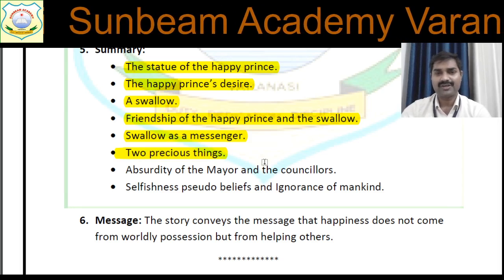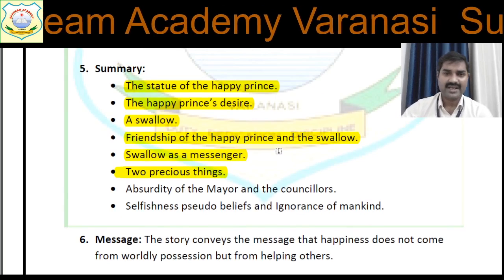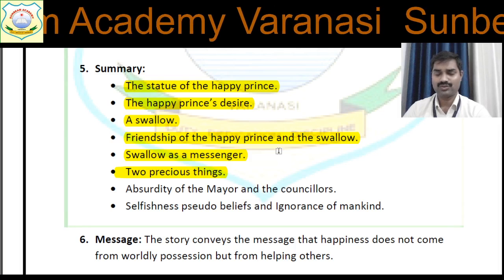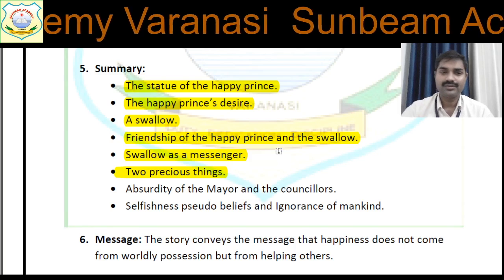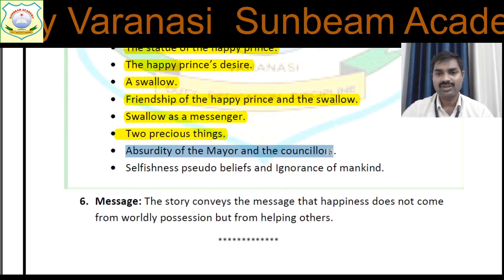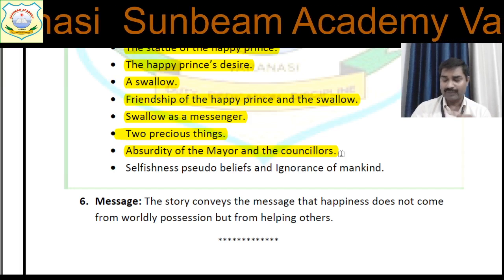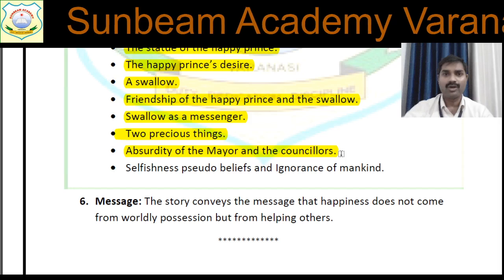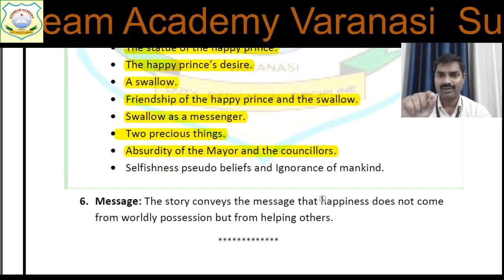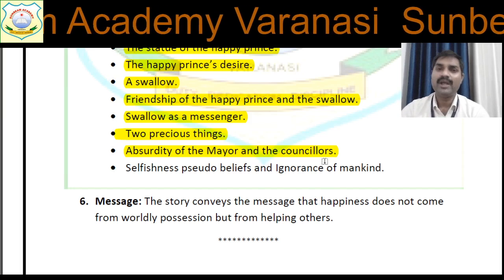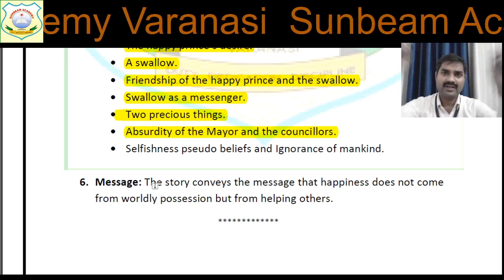There are two precious things. That is the dead body of the swallow when it died at the end of the story, and the heart of the Happy Prince, which was made of lead, which was broken when he saw that my friend is no more. Next is absurdity, meaning foolishness of the mayor and the councillor, because when the Happy Prince was not decorative or appealing or very beautiful, it was ordered that it should be demolished. So the statue of the Happy Prince was demolished because all the gold paint on him was ripped off by the order of the Happy Prince himself, and it was done by the Swallow to help poor people. And all the sapphires of the eyes and rubies on the hilt or handle of the sword were taken away and given to the people.